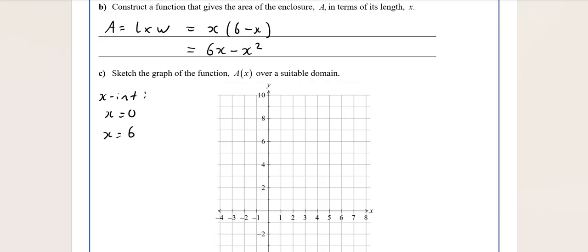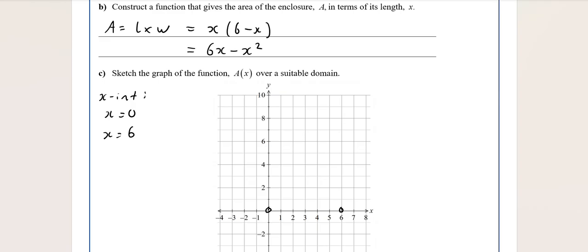Either x is 0 or x is 6. So my two x-intercepts are going to sit here. Now, we've got to visualize how this is going to operate. We're talking about x as the length of a rectangular enclosure, so it can't really have a length of 0, and it can't really have a length of 6, because then the width would be 0 as well.